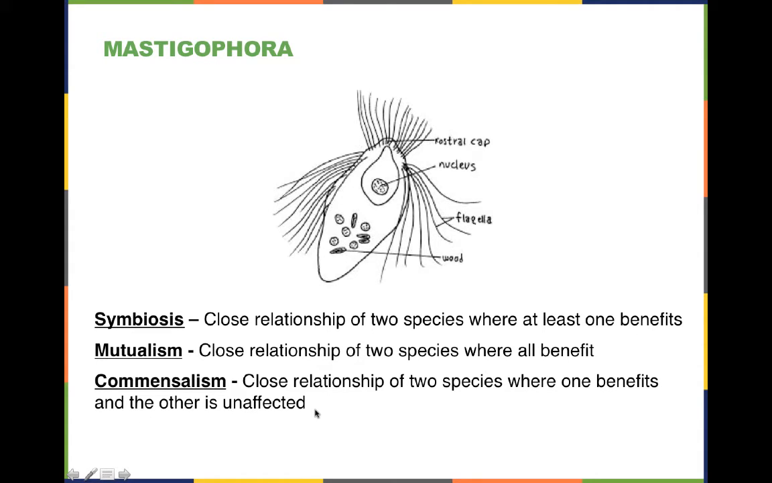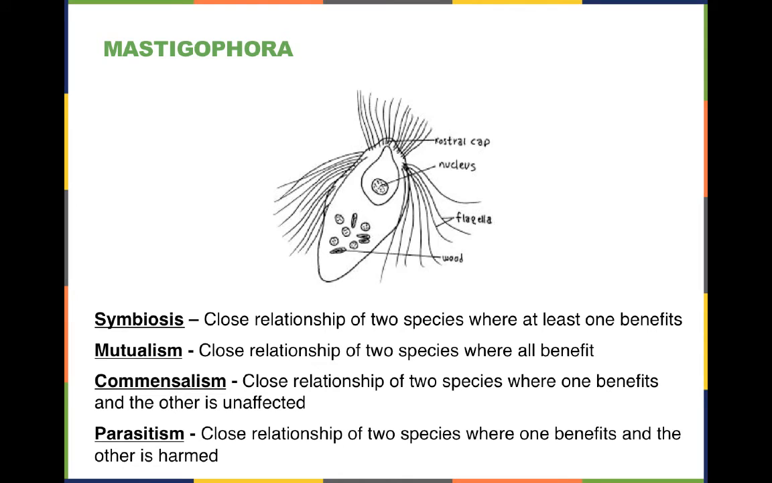The last is parasitism, and you probably have heard of parasites before. That's when there's two or more species associated with each other. One of those species benefits, but the other species does not, and is actually harmed by the association. Actually, this association of this organism with the termite is one of mutualism, because the organism benefits and the termite also benefits from that association.